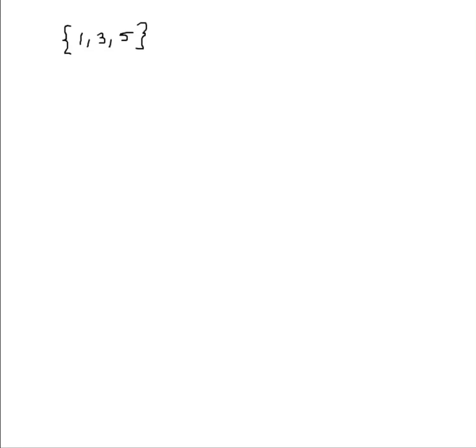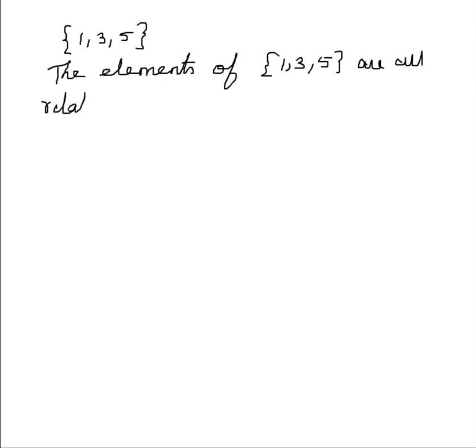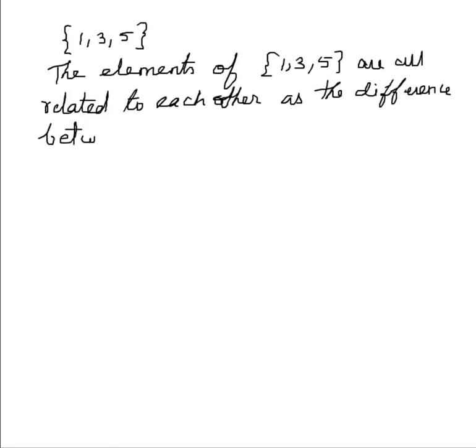So you can write that the elements of {1, 3, 5} are all related to each other, as the difference between any two odd numbers is even. Therefore, all elements are related to each other.